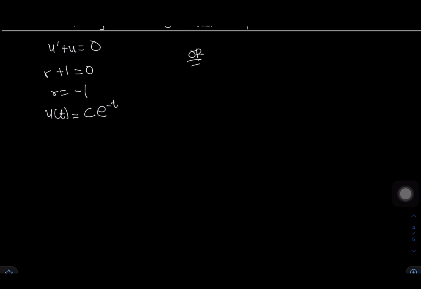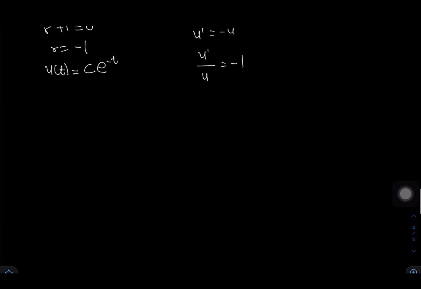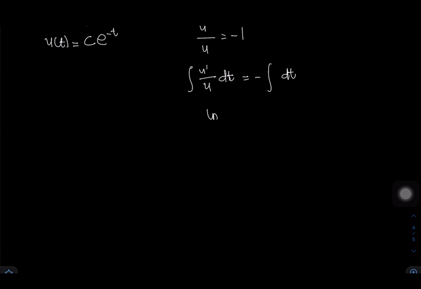Or you can solve it by having u prime equal to negative u, and then u prime divided by u being equal to negative 1. Then, when you find the integral of u prime divided by u dt, that's going to be equal to negative the integral of dt. And this is going to be ln of u of t, and that should be equal to negative t plus c. So u of t is just going to be some b e to the power negative t. Okay, so that's how it's done.